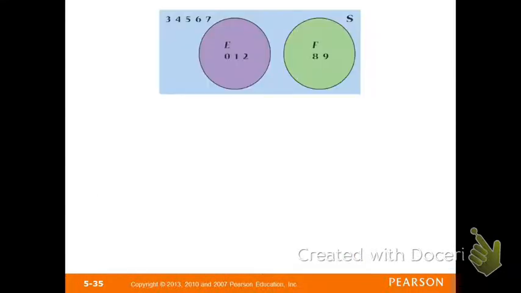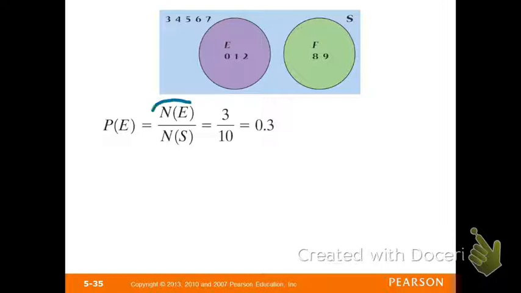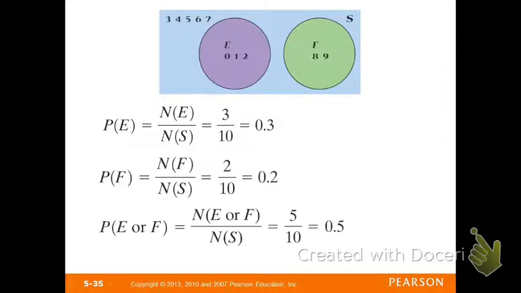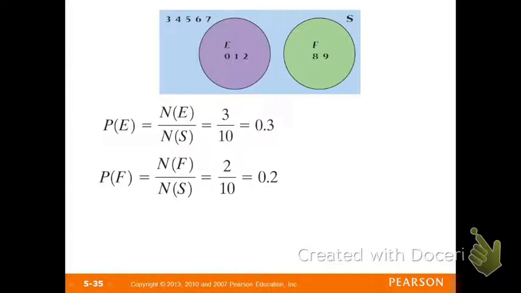Okay, so using this, let's have a look at the probability of getting an element of E, and that's, again, we're back to the simple probability. It's the number of elements in E divided by the total number of elements in the sample space, or 3 out of 10. Okay, and if we looked at the probability of getting a value from F, it's the number of values in the set F, divided by the number in the sample space, so 2 out of 10, or 0.2.